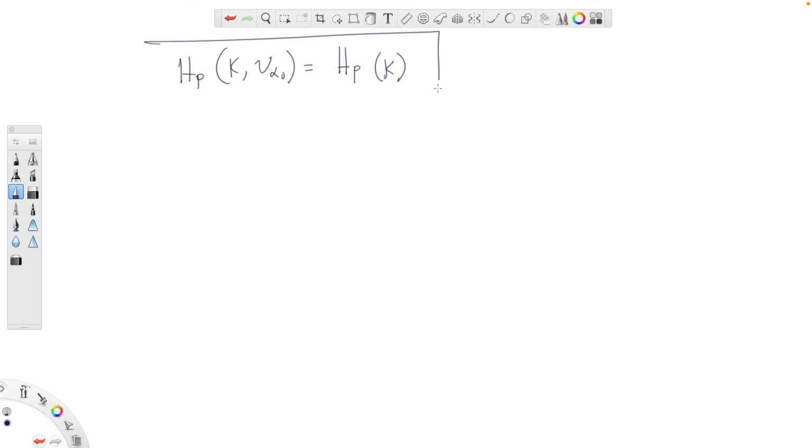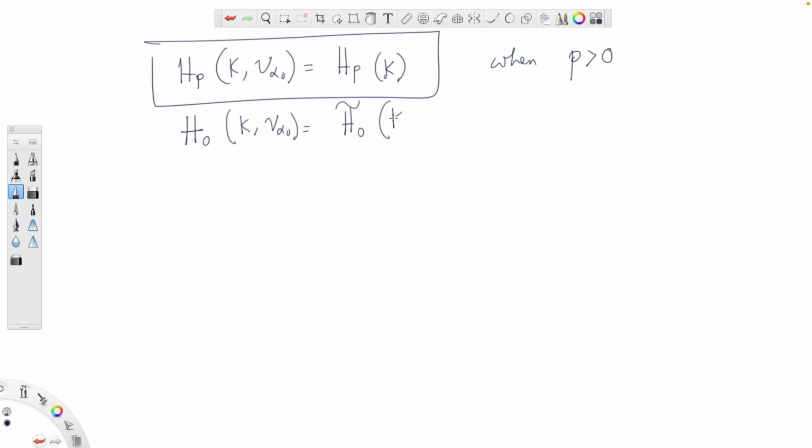So this is when p is strictly positive. And we have seen that for p equal to 0 we found that H_0(K, V alpha 0) is the reduced zeroth homology group of the complex K, right? Okay, so that was example 2.